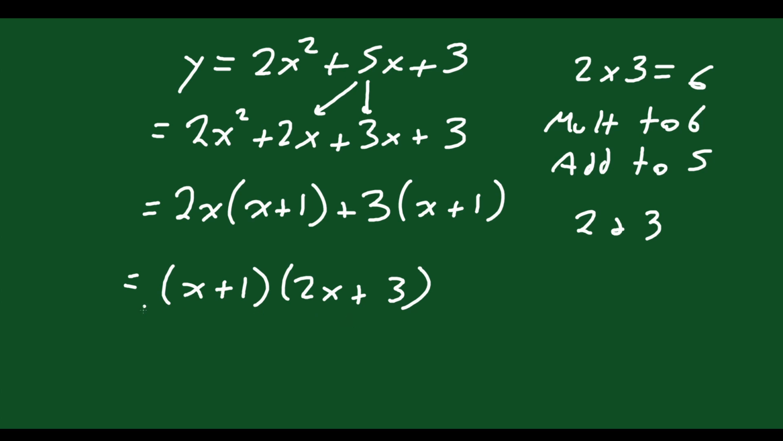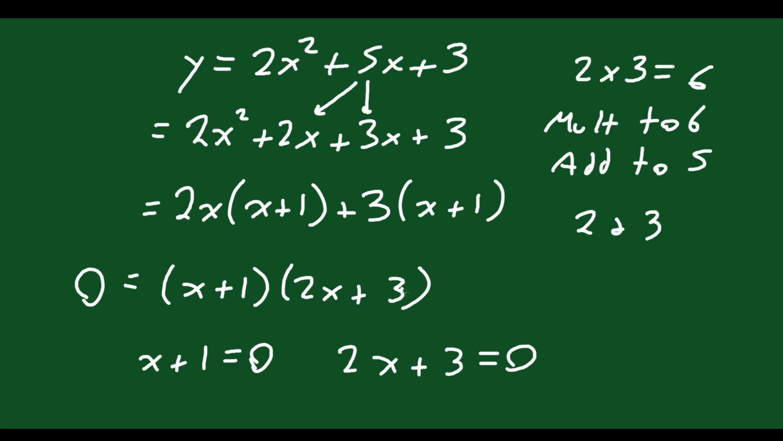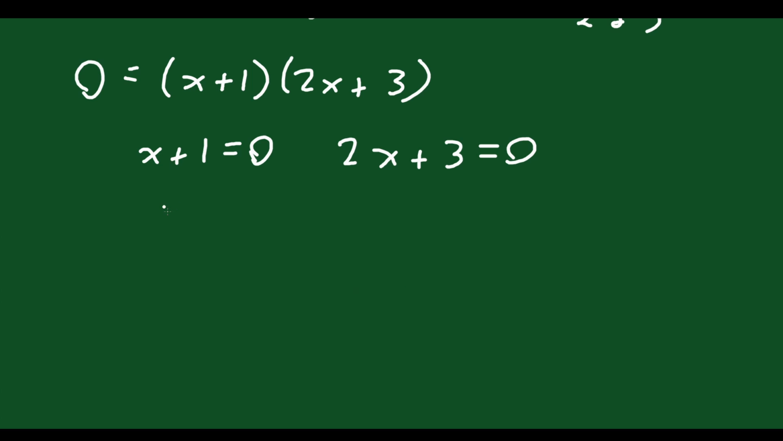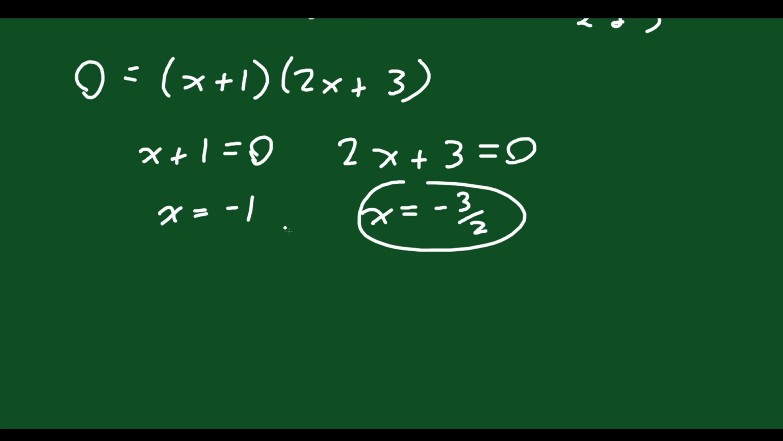So what I'm going to do is set the thing to 0 and then solve for each bracket, right? Or in other words, I can just set each bracket to 0 and solve for x. So x plus 1 is equal to 0, and 2x plus 3 is equal to 0, right? Because either one of these being 0 will make the whole thing equal 0. So solve for x: x equals negative 1, or x equals, bring the 3 to the other side, negative 3, divide by 2, negative 3 over 2. So these will be your two solutions for this equation.